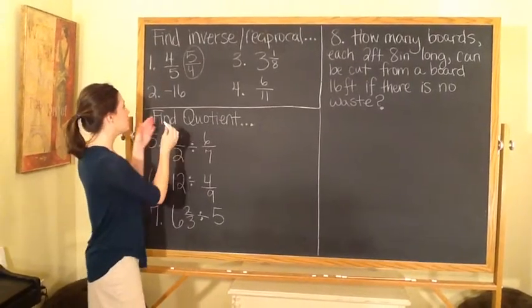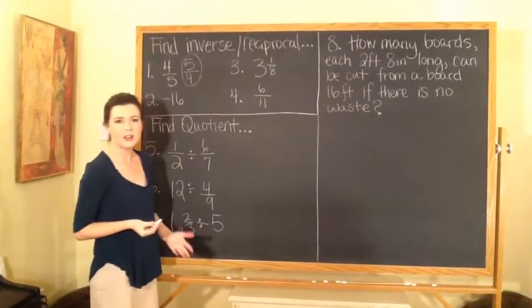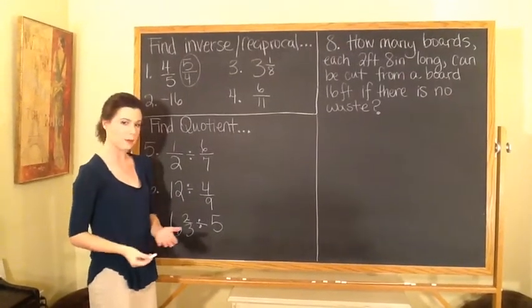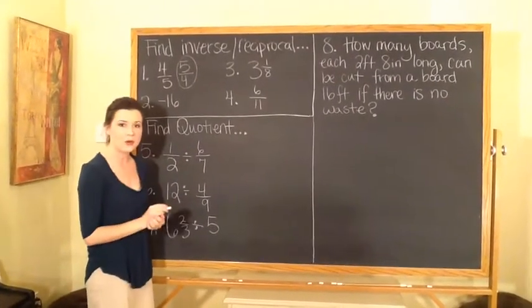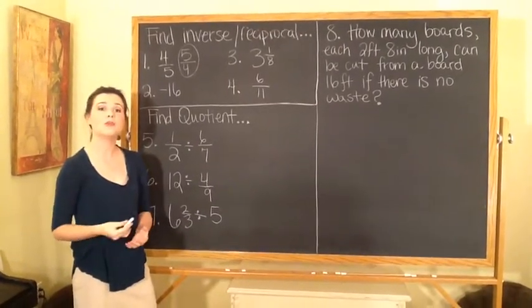That is a test to show that this is our reciprocal. If you are ever faced with a whole number, like -16, how do you find the inverse or flip a number that's a whole number? Well, first of all, you have to make the whole number a fraction, which, as we said, if you have a whole number, you just put it over 1.